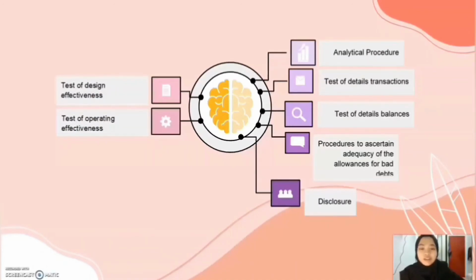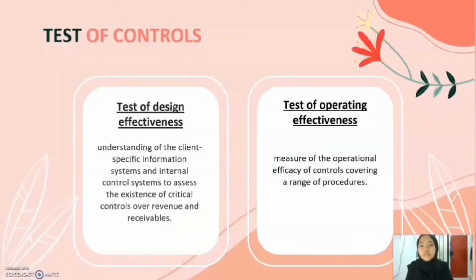However, for the sales and receivable system that are not well applied, the auditors can do the substantive procedure after they have clear understanding of their client's internal control. They can do some monetary checks to have clear understanding of their client's internal control. The test of control will include the test of design effectiveness and also the test of operating effectiveness. For the substantive procedure, it will include analytical procedure, test of detailed transaction, test of detailed balances, procedure to ascertain adequacy of the allowance for bad debt, and also disclosure. First is the test of control.